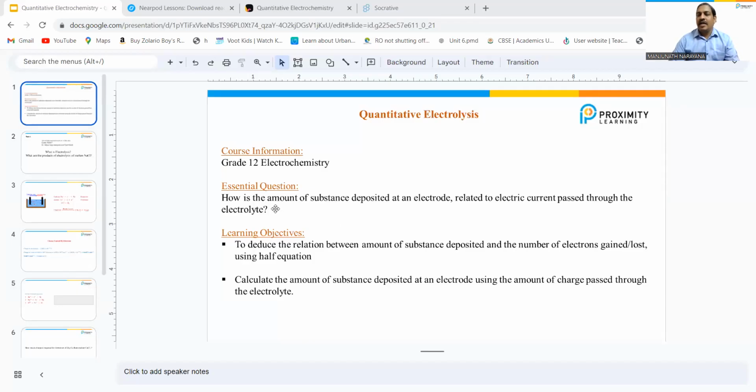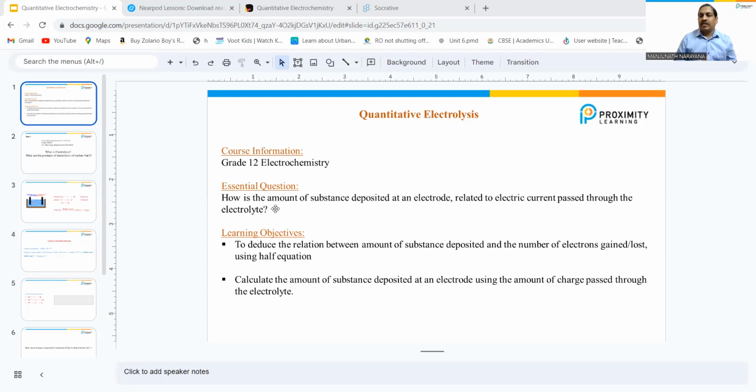This is Manjunath, your chemistry tutor, and today's topic is quantitative electrolysis. So, this is for grade 12 electrochemistry. Today's essential question is, how is the amount of substance deposited at an electrode related to the electric current, the quantity of electric current passed through the electrolyte?